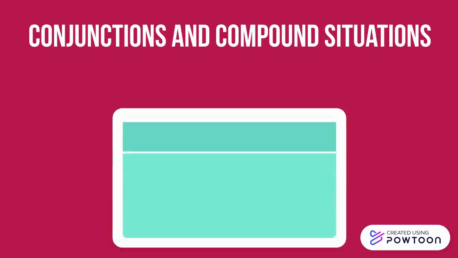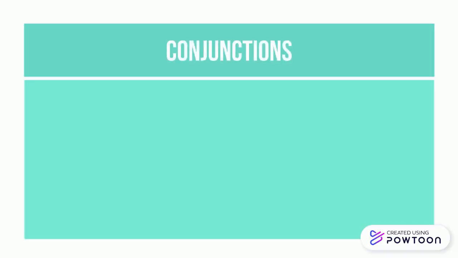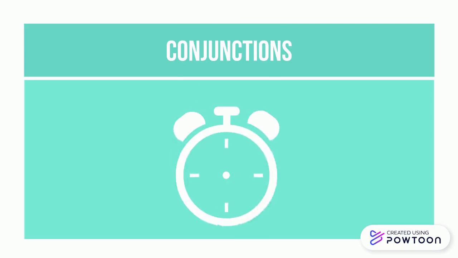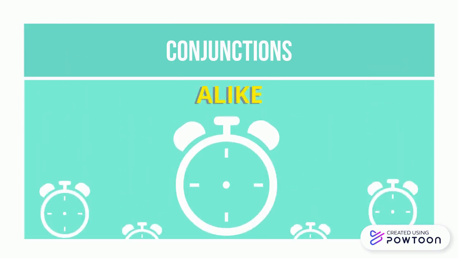Now we're going to learn the last part of speech, conjunctions, and how to use them in compound situations. We use conjunctions to join things together in a sentence. One of the rules about joining things together is that the things must be alike.